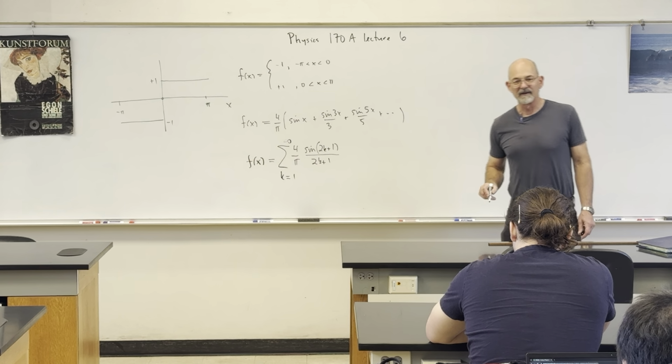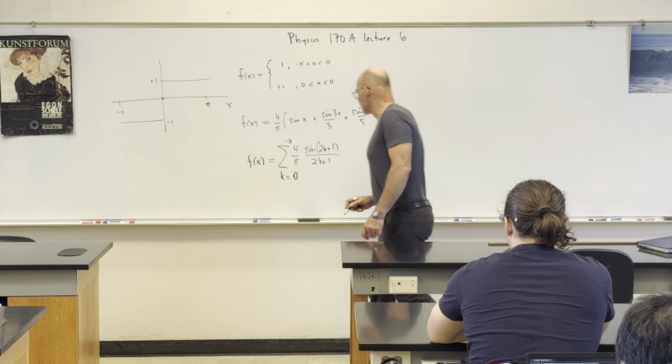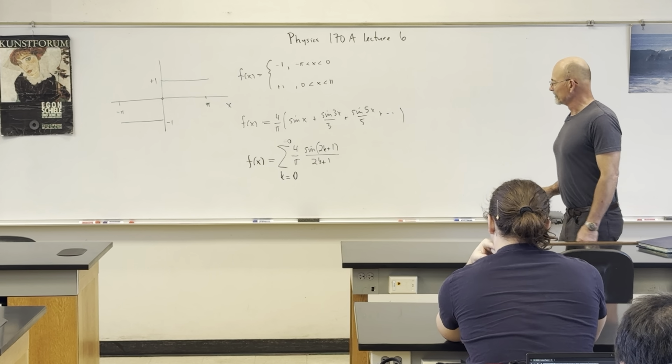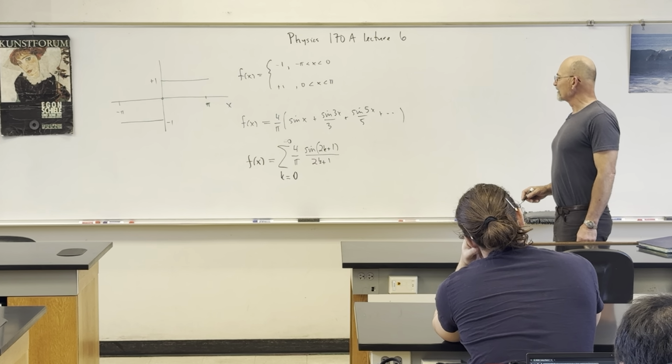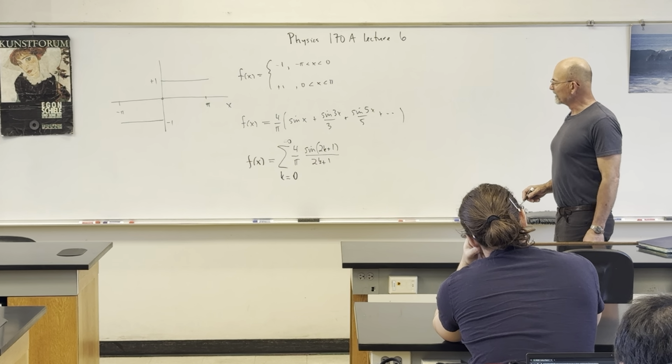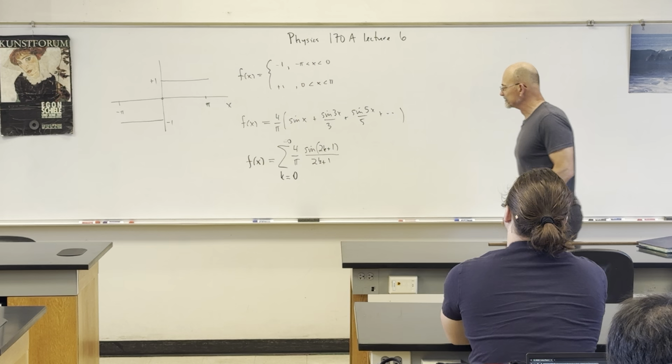Okay. We got the 0. Very good. Got ourselves a 0. What would I have to do if I did start with k equals 1? I'd have to have 2k minus 1. Right, you got the same. Good.